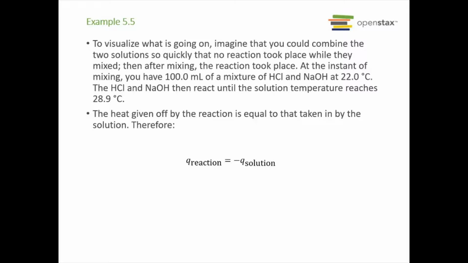So first, think that you're combining these solutions so quickly that there's no reaction taking place until they're mixed. So don't think they're going to start reacting as soon as they start combining. In reality, that's what happens, but this is general chemistry. We're going to pretend it doesn't. So before they're completely mixed, you have a 100 milliliter solution of both hydrochloric acid and sodium hydroxide. And then once they're mixed, they react to get it to 28.9 degrees Celsius.